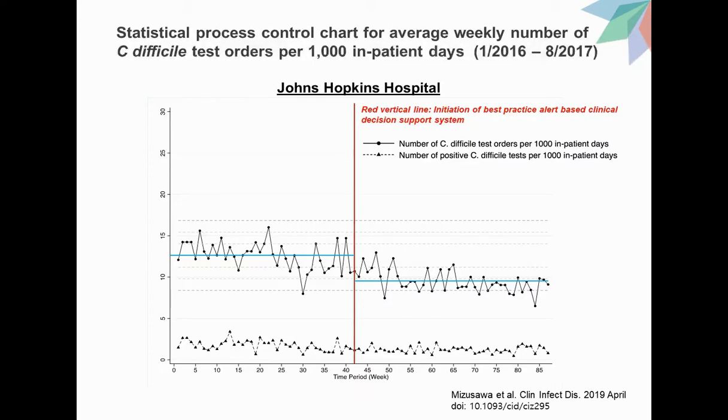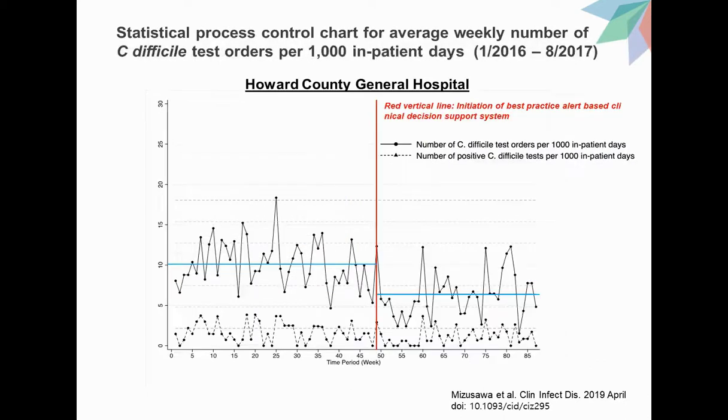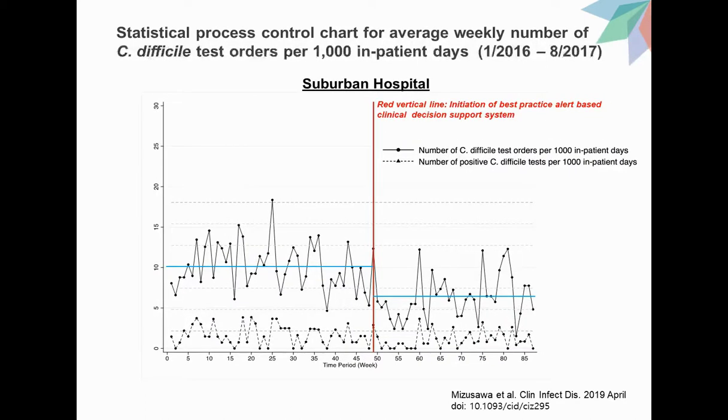We found that the average weekly number of C. difficile test orders per 1,000 inpatient days significantly decreased after the introduction of CCDS at Johns Hopkins Hospital, Howard County General Hospital, and Suburban Hospital. So introduction of CCDS led to reduction of inappropriate C. diff testing orders in both academic and community hospital settings.